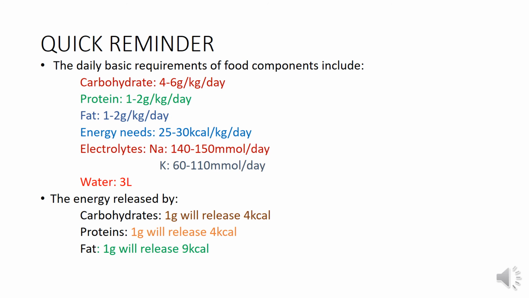And the energy released by carbohydrates: 1 gram would release 4 kilocalories, and for proteins 1 gram will release 4 kilocalories of energy. For fat, 1 gram will release 9 kilocalories of energy.